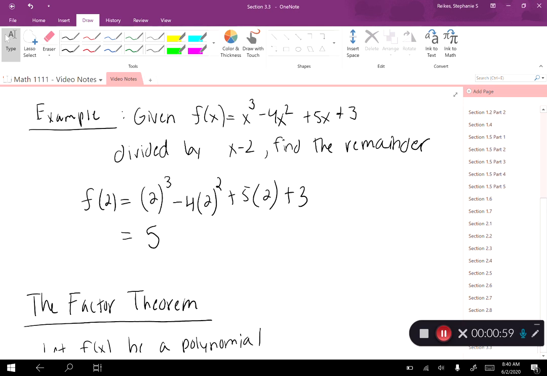So since we're dividing by x minus 2, its 0 is positive 2, and that's what I'm going to plug in. So plugging in positive 2 into my function, I get 5. And so 5 is the remainder if you had actually done long division or synthetic division. And you can feel free to check that out.